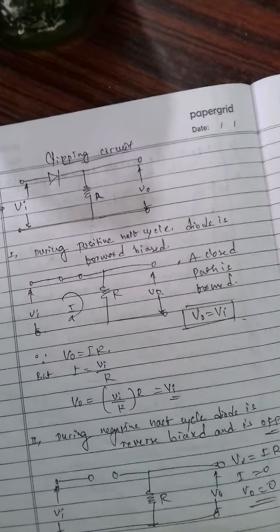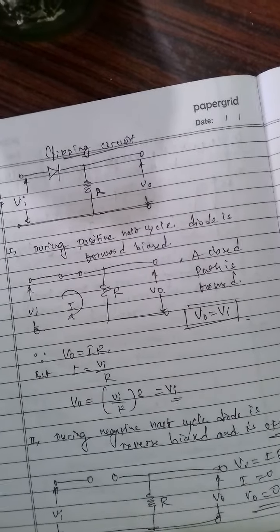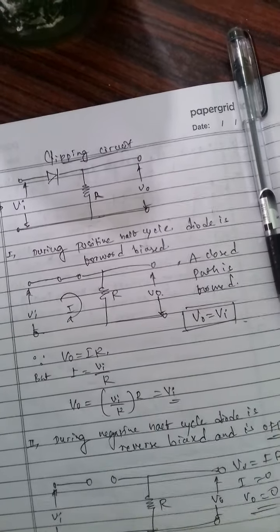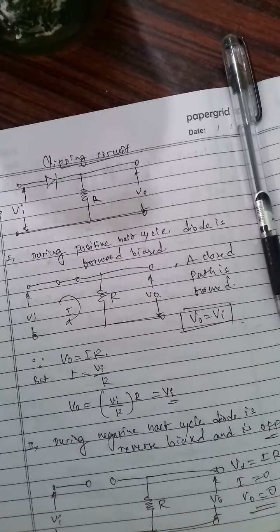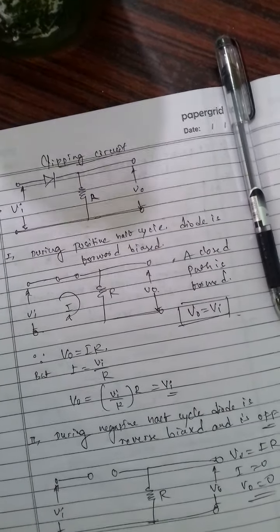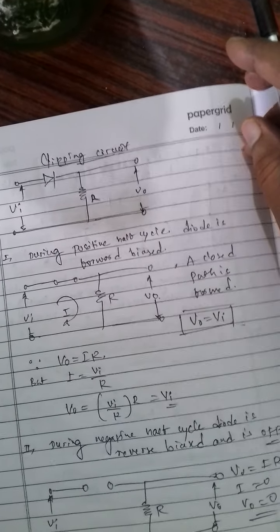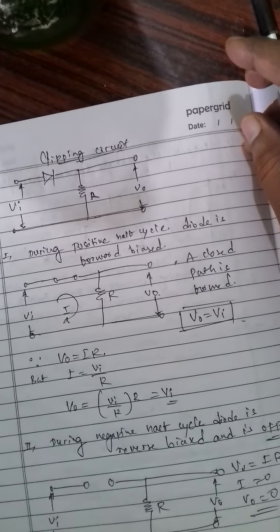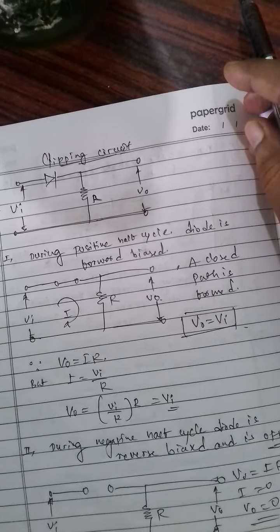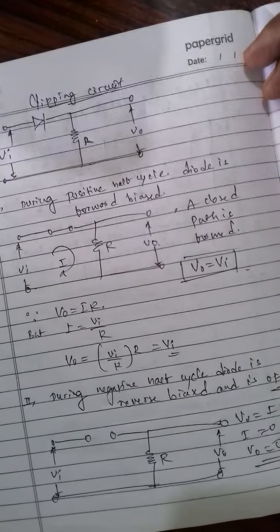What are clipping circuits? Clipping circuits are also known as limiters. These remove some portion of the input signal at the output. Those are known as clipping circuits or limiters.